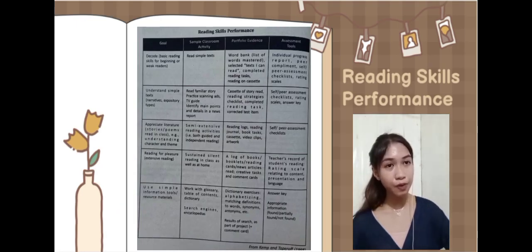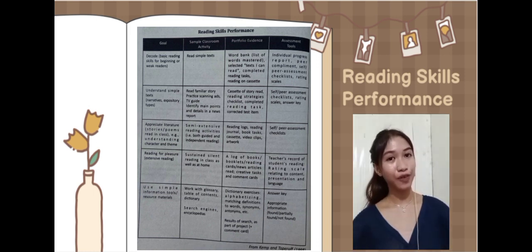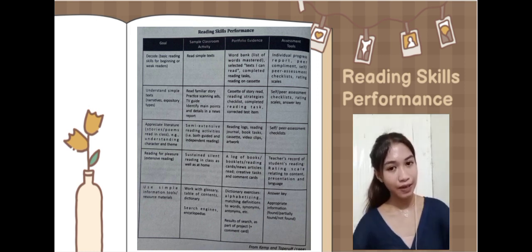In the reading skills performance, we have here the goal, sample classroom activity, portfolio evidence, and the assessment tools. For our first part, we have the goal, to decode. It goes with the basic reading skills for beginning or weak readers. For sample classroom activity, we have to read simple text. And portfolio evidence, word bank. It includes the list of words mastered, selected text I can read, and completed reading task or reading on cassette.